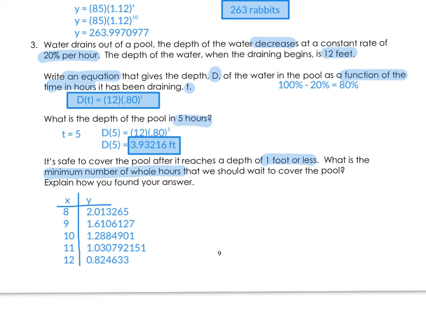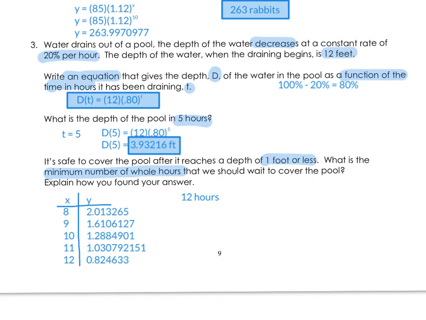If we're looking for whole numbers, I can't use 11 because at 11 it's still not time to close the pool. So if I'm going for whole hours, I have to wait all the way until 12 hours when it's finally below that 1 foot mark. Then I could cover my pool. So my answer is 12 hours, but then they asked me to explain how I found that answer.